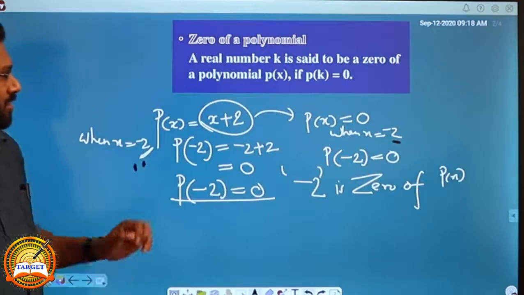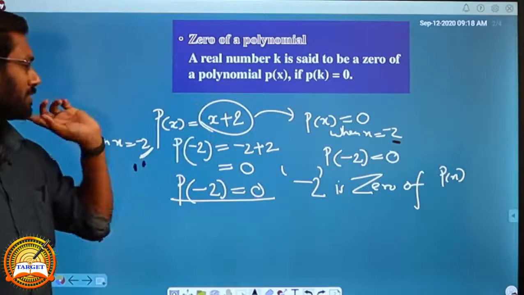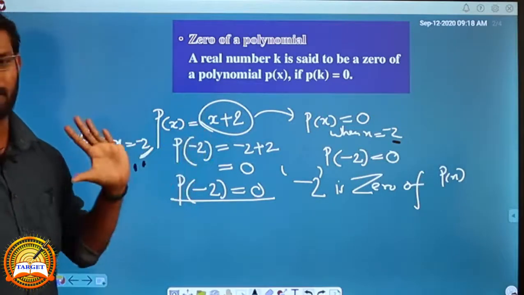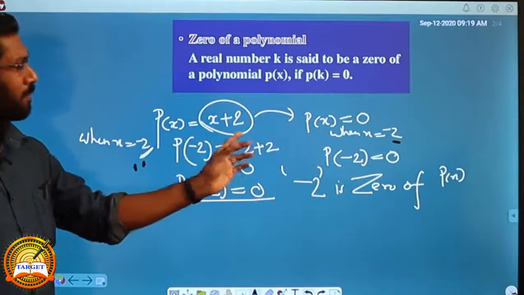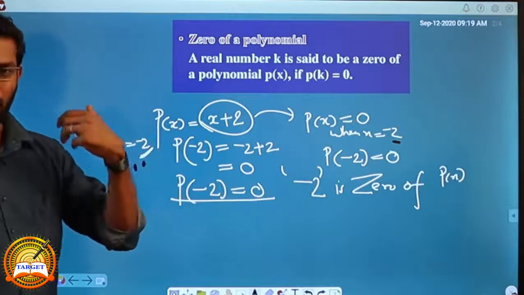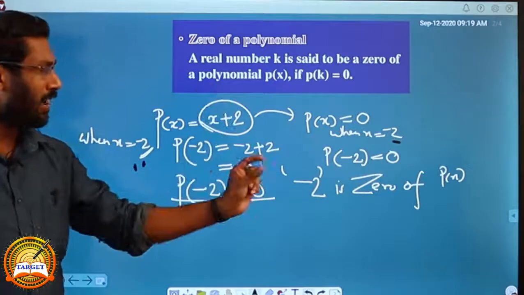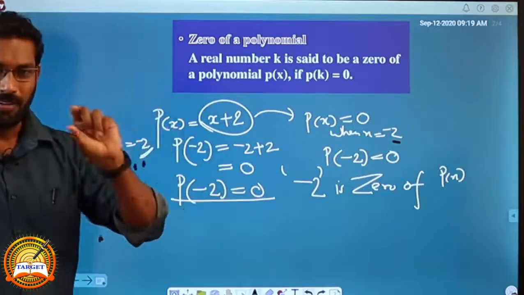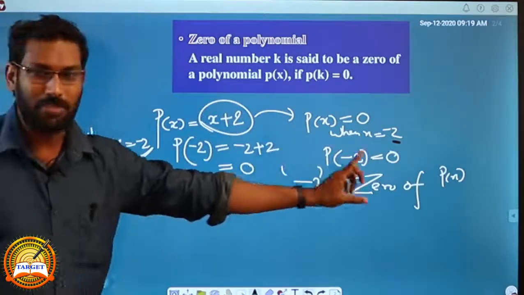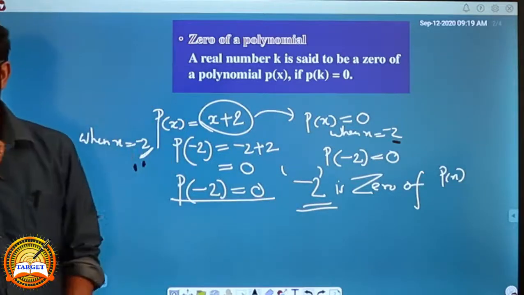Okay. So what happens here? Actually very simple. Here the polynomial is x plus 2. P of x is x plus 2. When we substitute x by -2, the value of this polynomial becomes 0. So which value makes this polynomial 0? The value when we give x as minus 2, this polynomial became 0. Therefore, the value minus 2 is called the 0 of p of x.